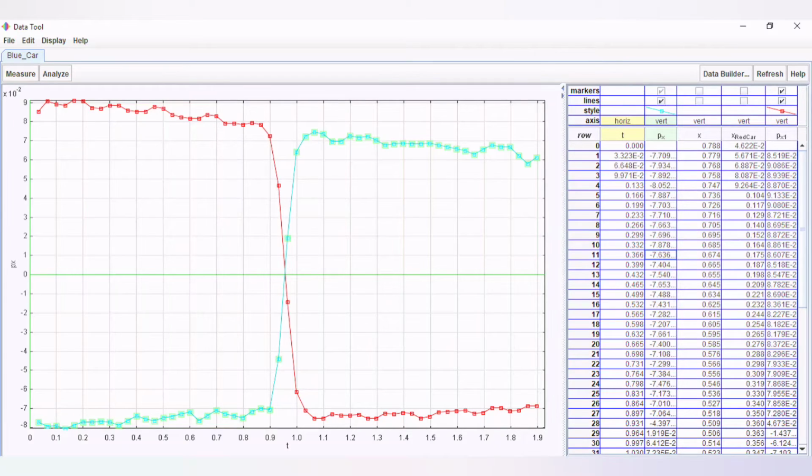This is the graph that Tracker came up with for the total momentum of the collision. Here in the middle where the two paths cross, that's where the collision occurred. The red represents the red car and the bluish green represents the blue car. You can see that they actually swap momentums.